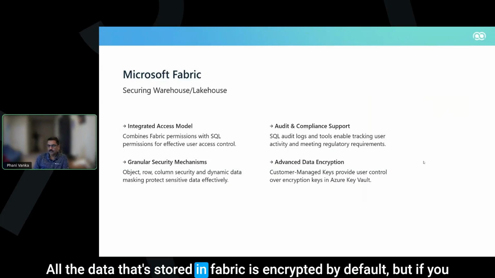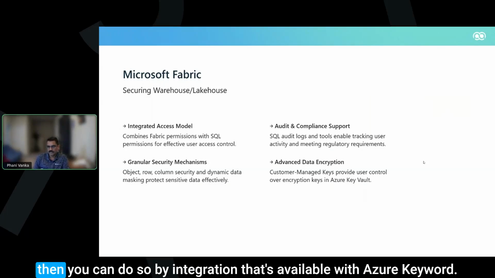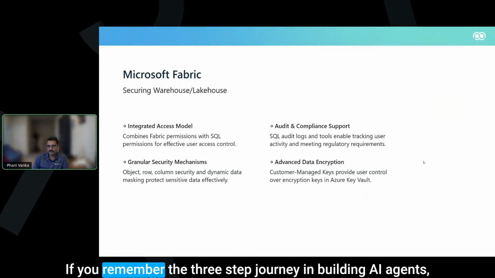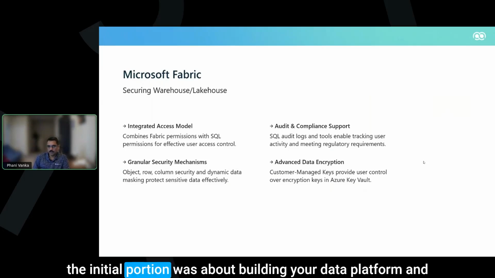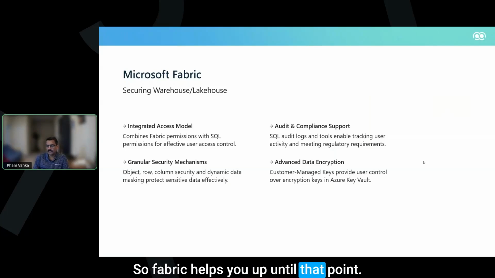All the data that's stored in Fabric is encrypted by default, but if you wanted to customize that encryption with your own managed keys, then you can do so by integration that's available with Azure Key Vault. So this Fabric covers the first 2 steps of our journey. If you remember the 3-step journey in building AI agents, the initial portion was about building your data platform and establishing a governance and security process for your data. So Fabric helps you up until that point.